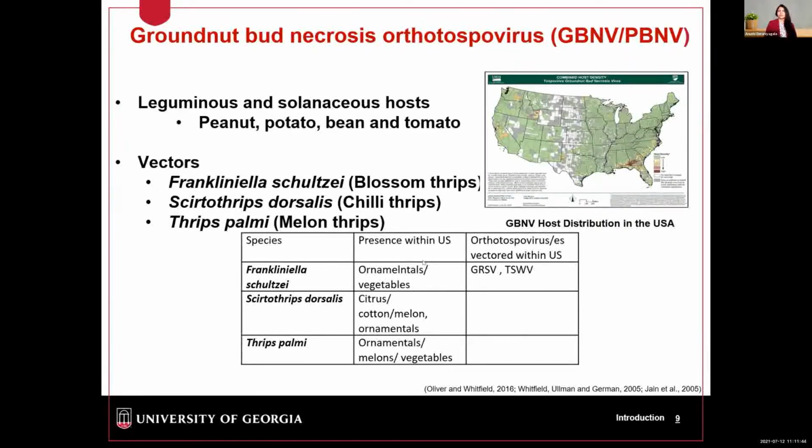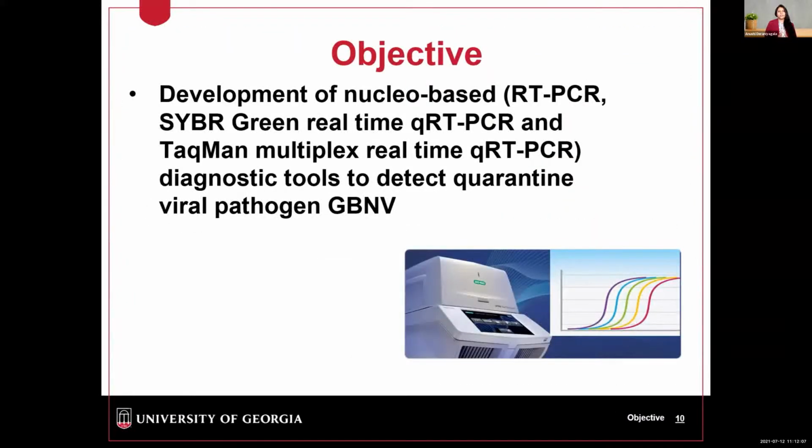by thrips. This is a map showing the distribution of the hosts within the United States. The vectors are also present within the US. Because of the presence of hosts and vectors, if GBNV is introduced, it could get easily established. With that, the objective of my research was to develop a nucleic acid-based diagnostic technique to detect quarantine pathogen GBNV.